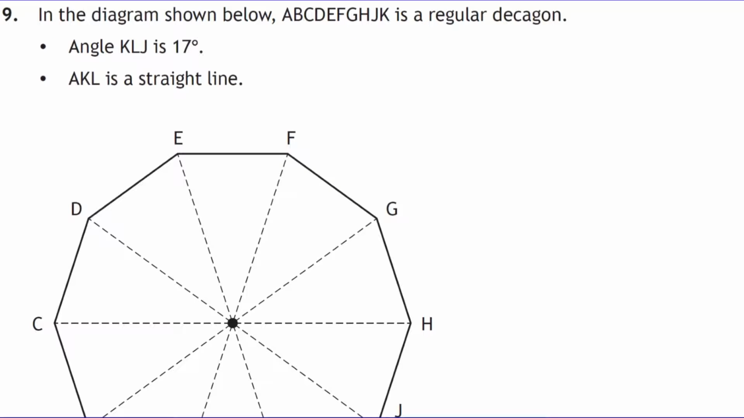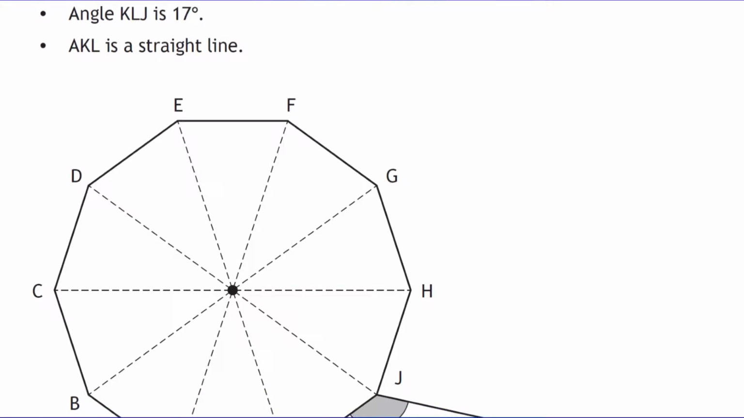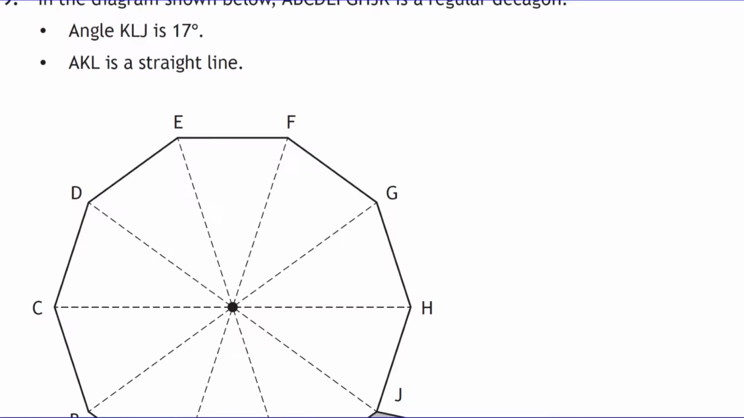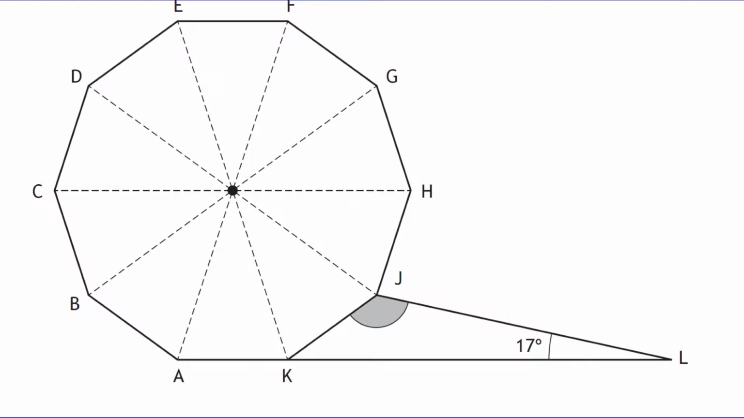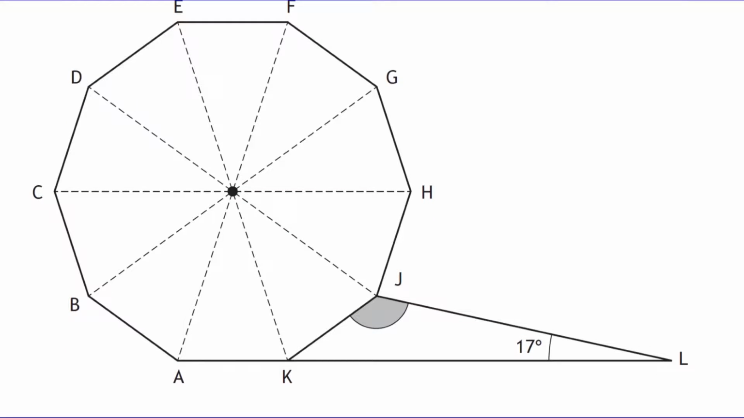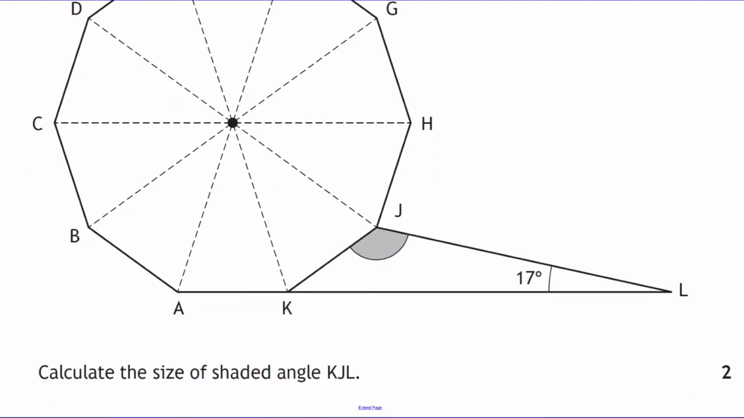Question 9. The diagram below shows a decagon. Angle KLJ is 17. We've got that in the diagram. AKL is a straight line. Okay, so this is a straight line. And what are we asked to find? The size of the shaded angle KJL. So looking for this angle here from K to J to L. All the information is in the diagram.